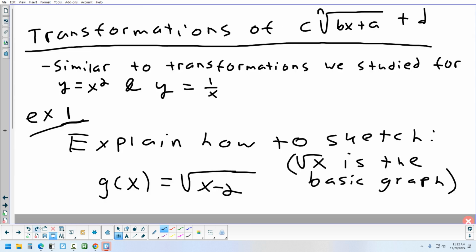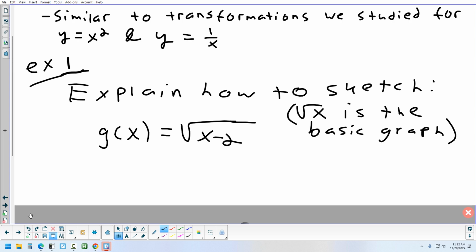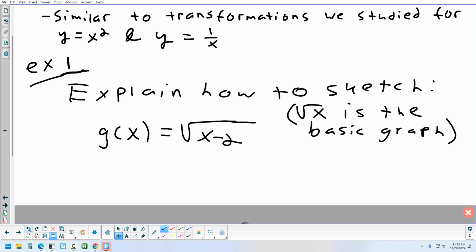All right, so let's try this one. So we're going to compare the square root of x minus 2 to the square root of x. If C is negative, what was it again? Vertical reflection. First thing we want to do is just figure out how many transformations there are. How many things would you have to do to change that into that? Subtract 2. You just have to do one thing.